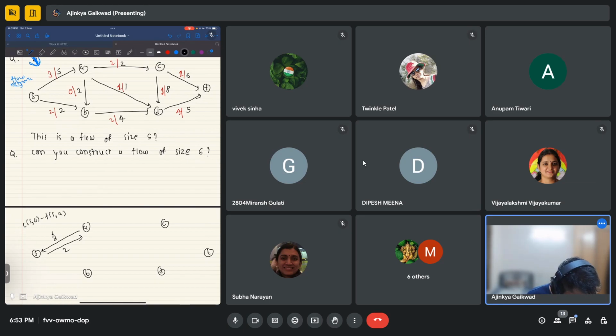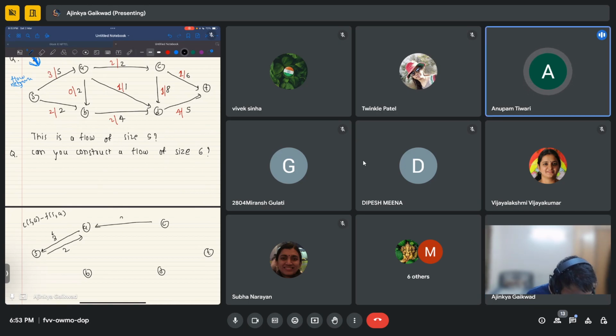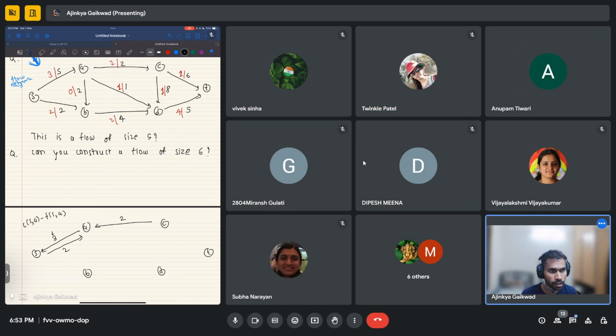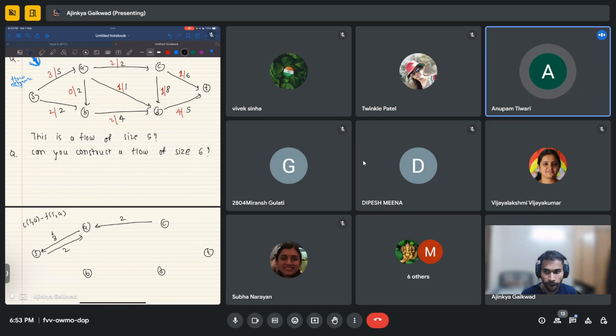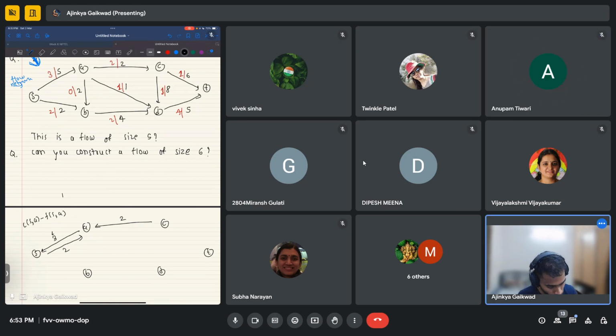So A to C. Sir, can we also say that as the flow from S to A is 3 and the reverse is 2? Sorry, I didn't understand. Can you repeat? No, no, no. So this is the definition of the residual network.